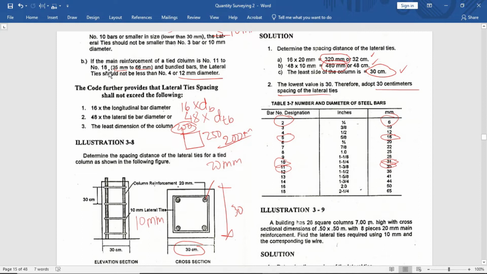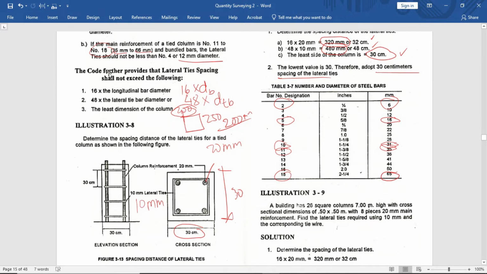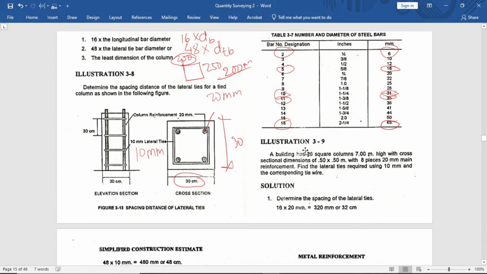Bar number 18, ito, bar number 18. So, bar number 18, 60, right dito. So, 66 lang ito. Slight lang naman yan. So, yan yung natin. Para hindi tayo malito, proceed naman tayo sa next problem.